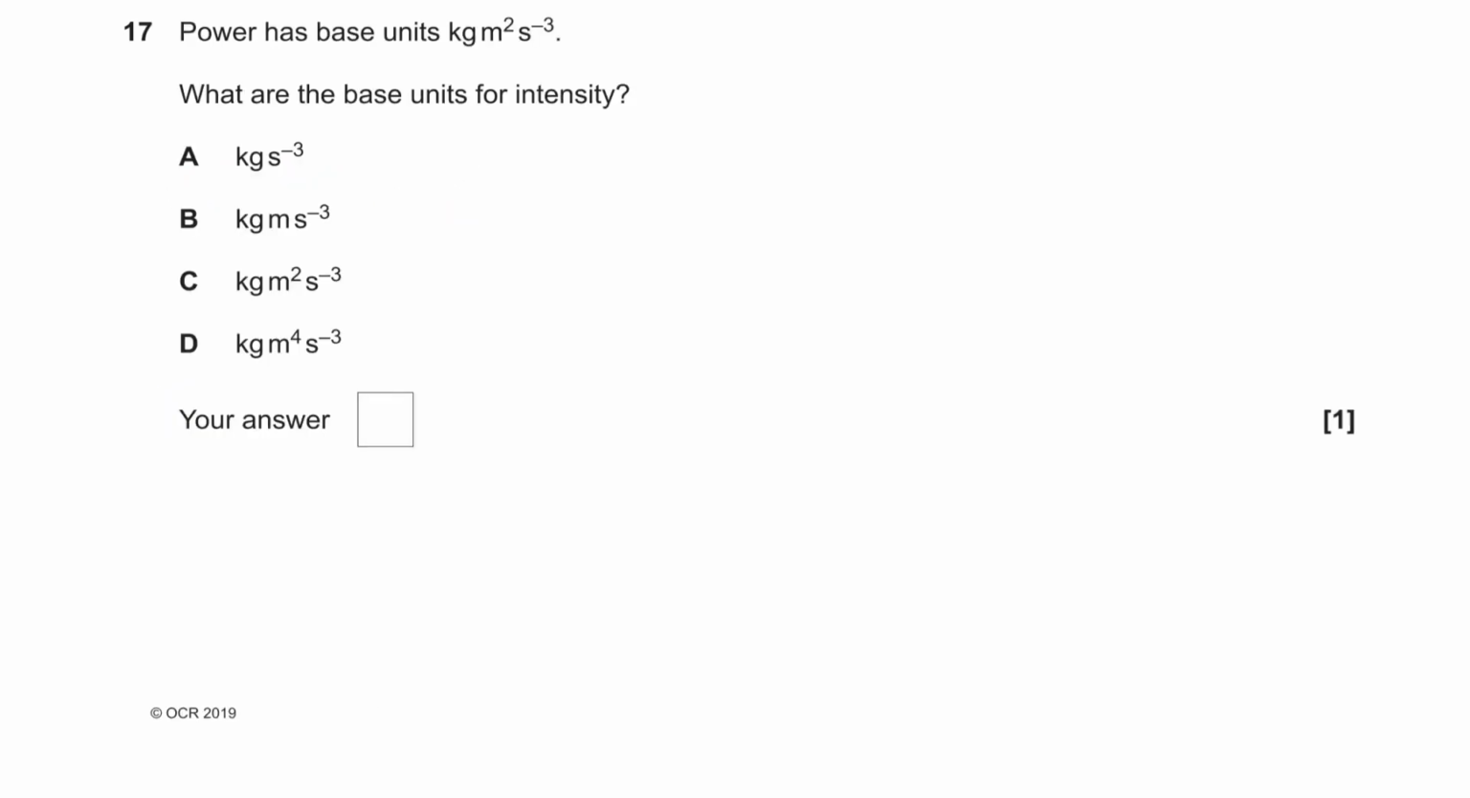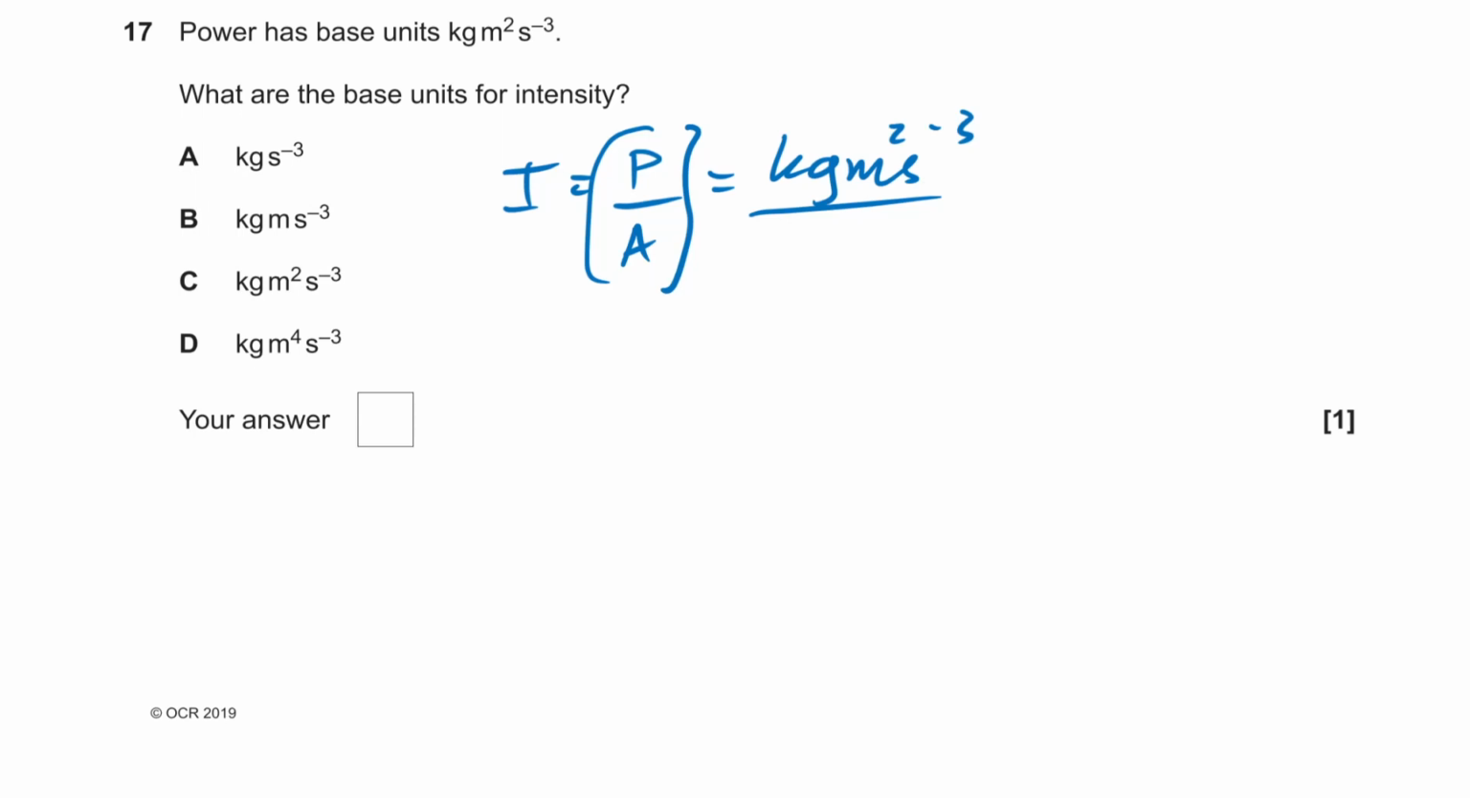17. Power has the base units that. What are the base units for intensity? Well, intensity is equal to power divided by area. So that's kilogram meter squared per second cubed divided by meter squared. So that just cancels out the meter squared, and we just end up with kilogram seconds to the minus 3. So the answer is A.